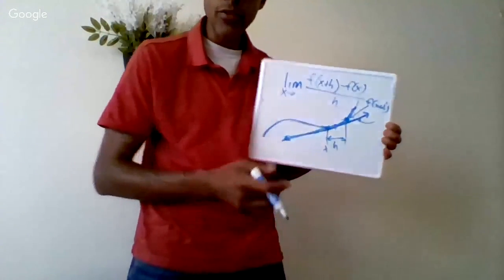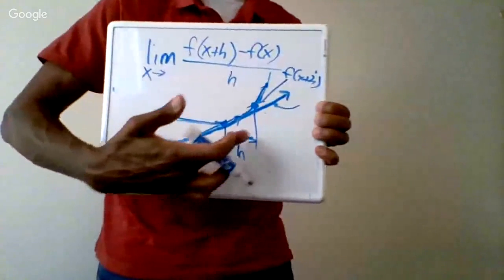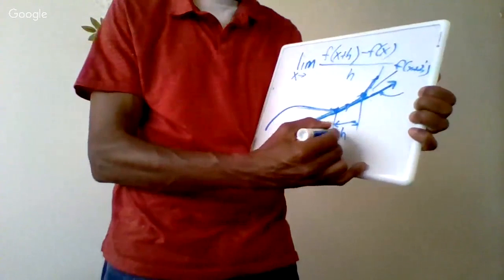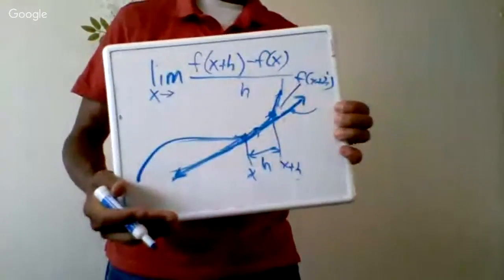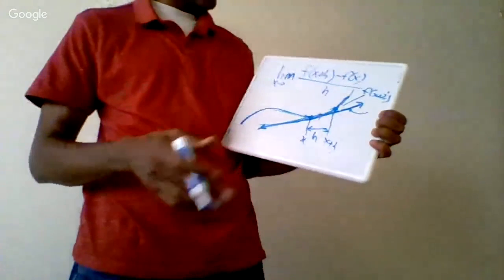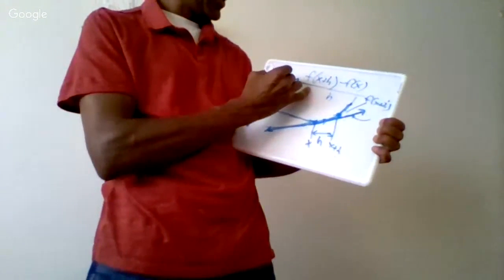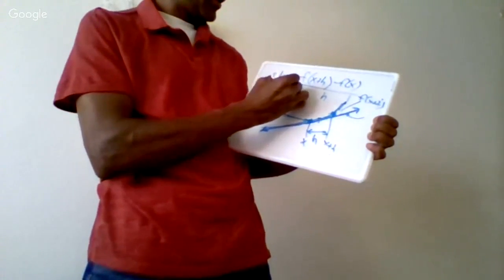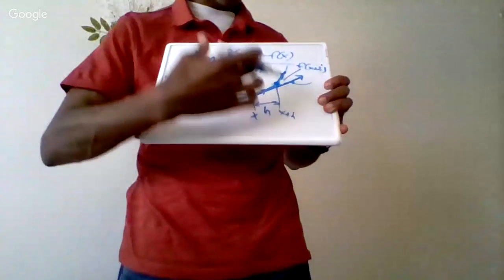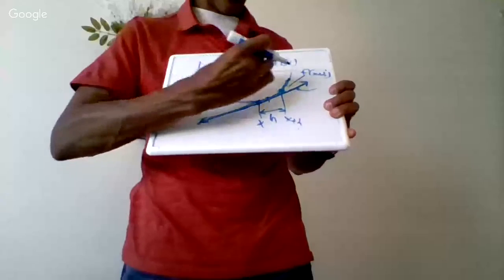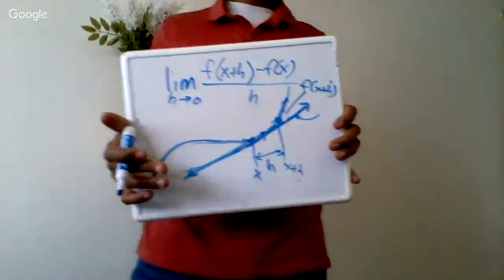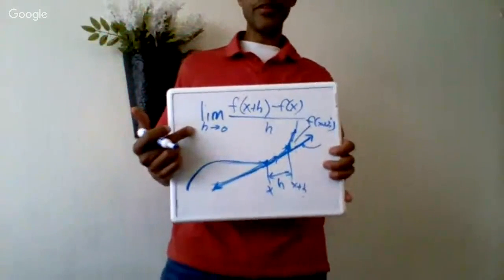Because h is the run. So you have f of x plus h minus f of x, because this point would be x plus h, divided by h. But here's the thing: you want to take the limit as h goes to 0. So you're trying to take the limit of this slope as h goes to 0. You want to find this expression as h goes to 0, and this is basically the derivative.